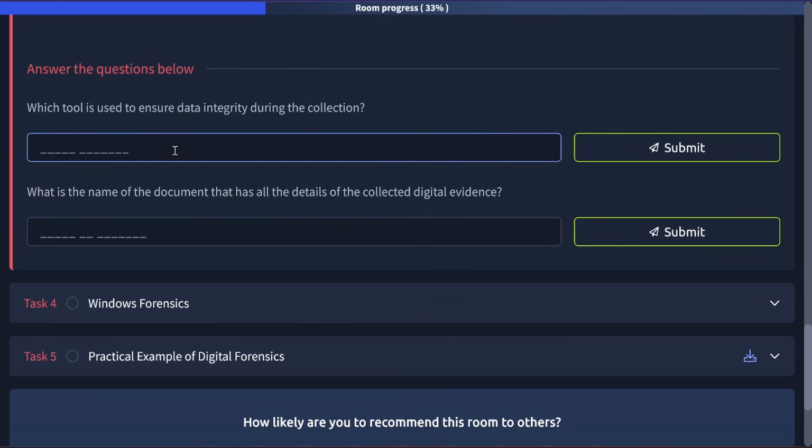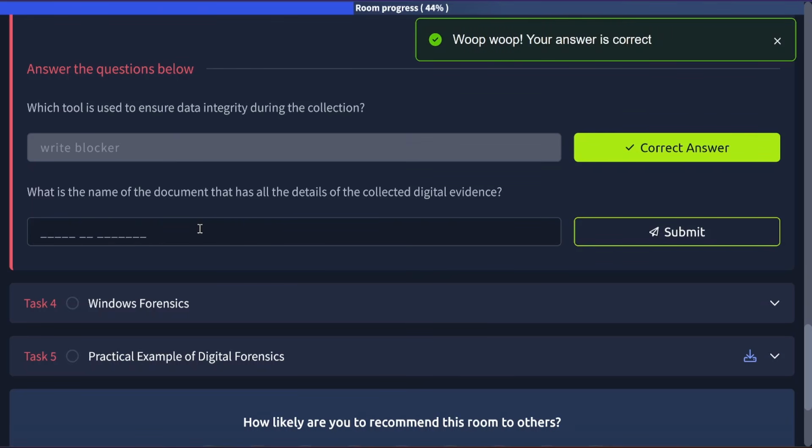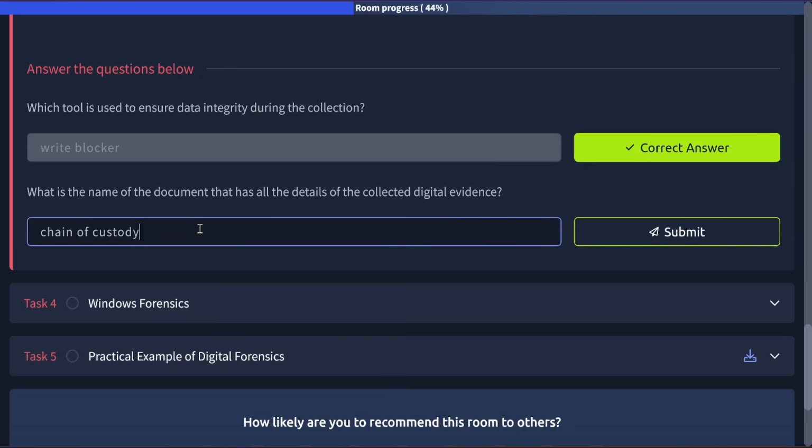Now, which tool is used to ensure data integrity during collection? We just talked about it. That'll be a write blocker. And then what is the name of a document that has all the details of the collected digital evidence? That's the chain of custody, right?